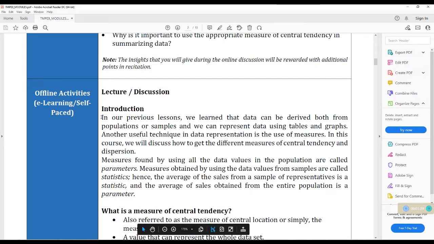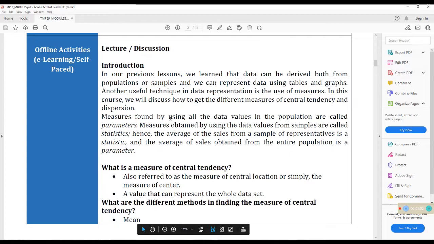So another useful technique in data representation is the use of measures. So in this course, Data Analytics, we will discuss how to get different measures of central tendency, and also we are going to discuss how to find measures of dispersion. In this module, dun muna tayo sa measure of central tendency.